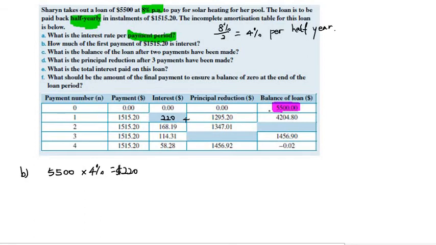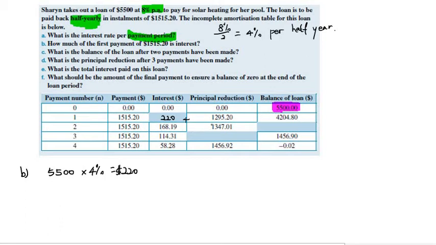And the balance of loan is the previous balance of loan take away the principal reduction. So that's how much money we are owing from this time now. After we pay off our first payment, this is how much money we are owing. Okay, so let me move on to the next column over here.